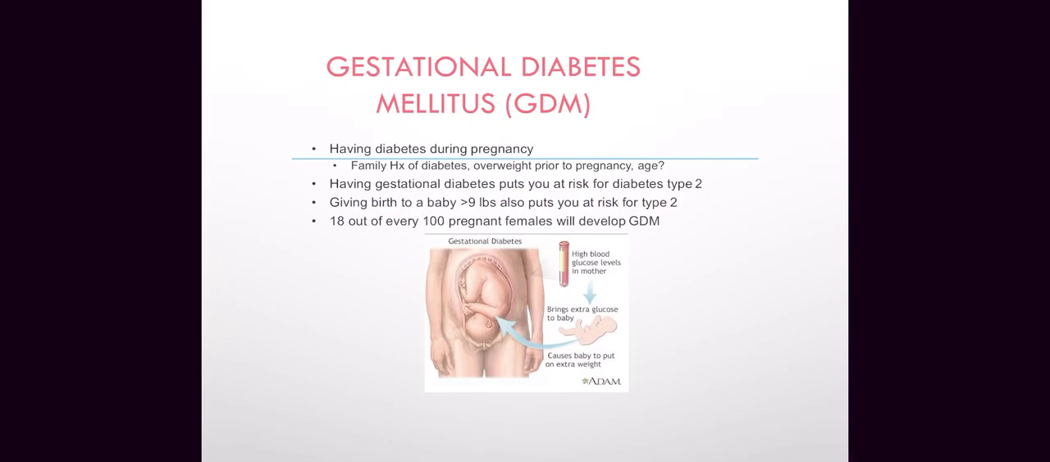Out of 8 to 18 women, some usually develop gestational diabetes mellitus, and you have higher risk if you give birth to a baby heavier than 9 lb. Now moving to pre-diabetes, what exactly is pre-diabetes? Pre-diabetes is when your blood sugar level increases but not high enough to be diagnosed with type 2 diabetes.